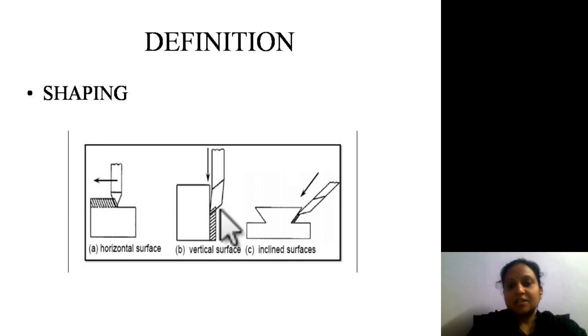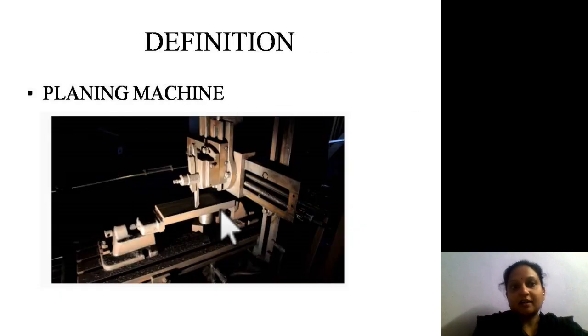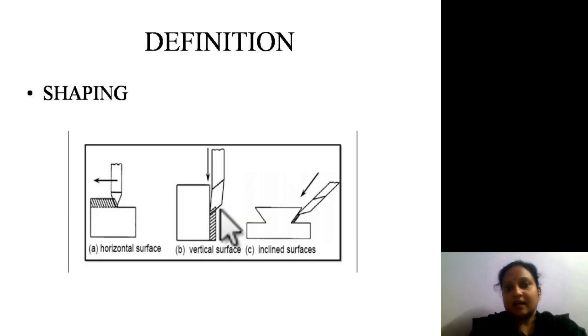Next one is the shaping operation. Shaping, slotting and planing are all operations where we remove a layer of surface. But in case of a shaping operation, the workpiece will be fixed and the tool will be moving. This shaping operation can be done in three ways.